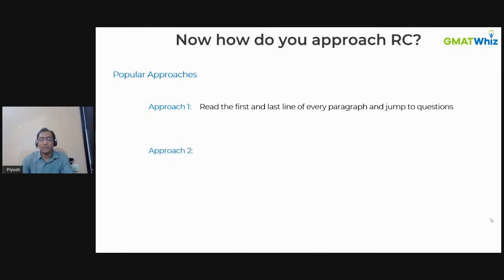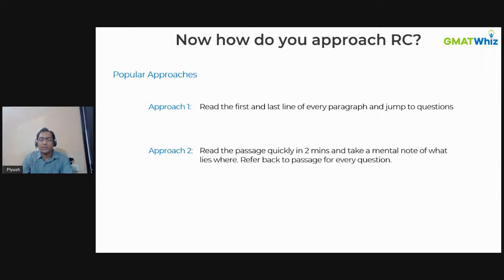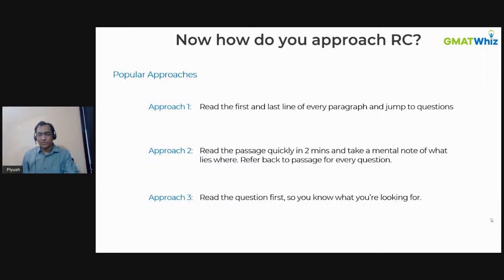Second approach, and probably the most common of them, which I also followed for quite some time, is to read the passage quickly in 2 minutes. Skim through the passage. Just take a mental note of what lies where. What is the information? Where is it lying in the passage? And refer back to the passage for every single question. That's the second approach that students follow. And the third approach is you just read the question first, so you know what you are looking for, and then go and refer to the passage.